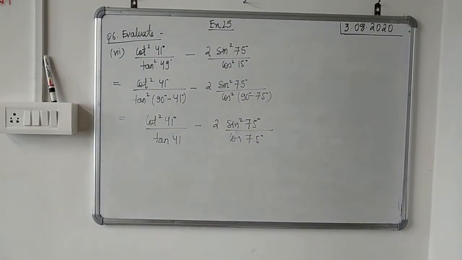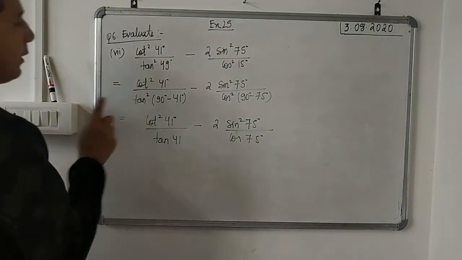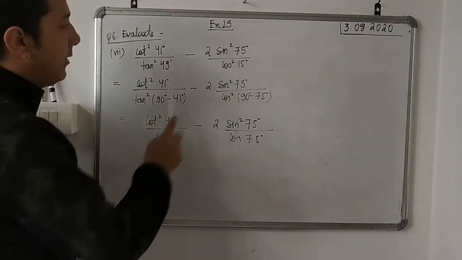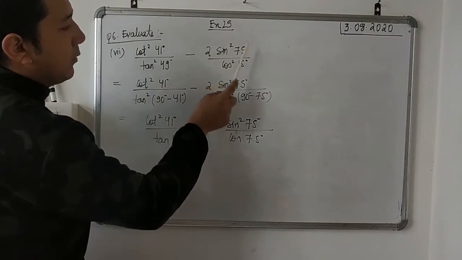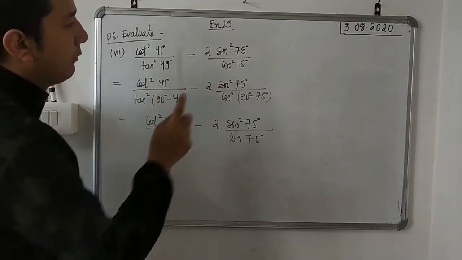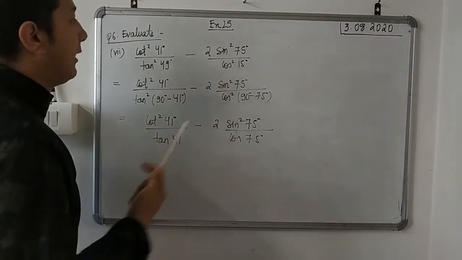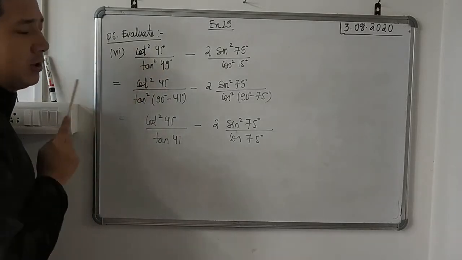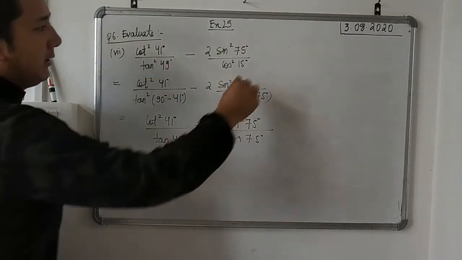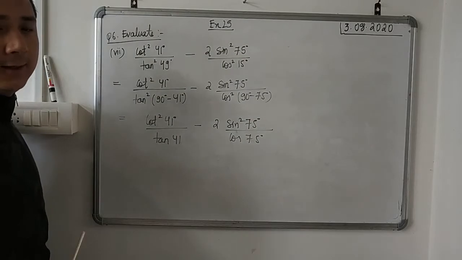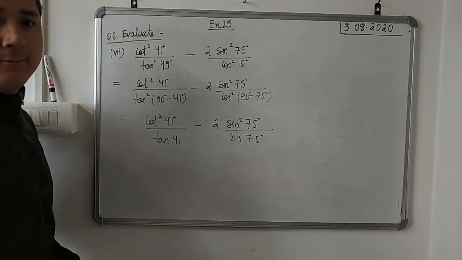Alright, the next one we are doing is number 6 part 7. Look at the question. Cot square 41 by tan square 49 minus 2 sine square 75 divided by cos square 15. If you look at them properly, numerator, denominator, just add the angles, it is 90, add the angles, it is 90. So you know what to do, change one of them.